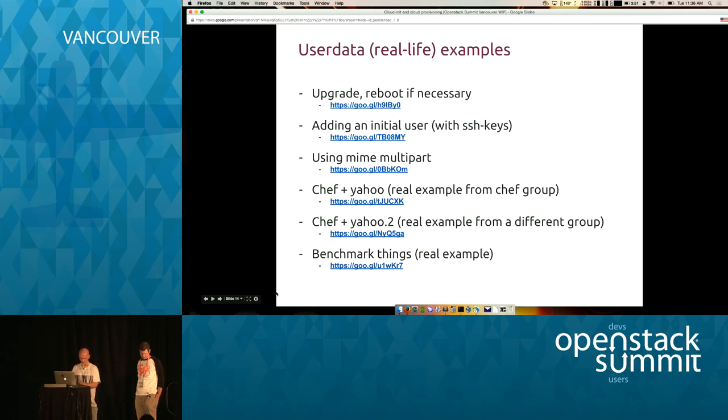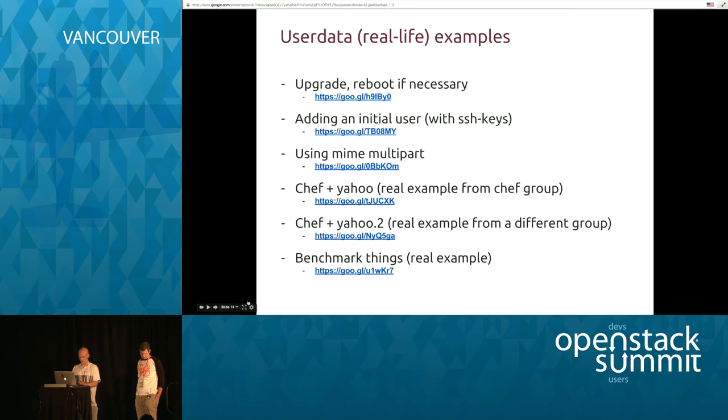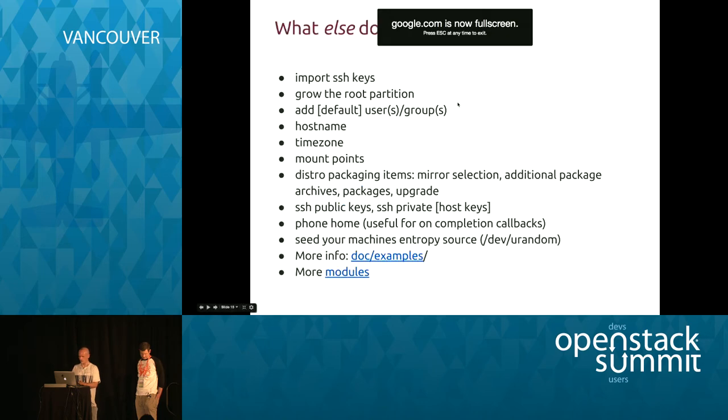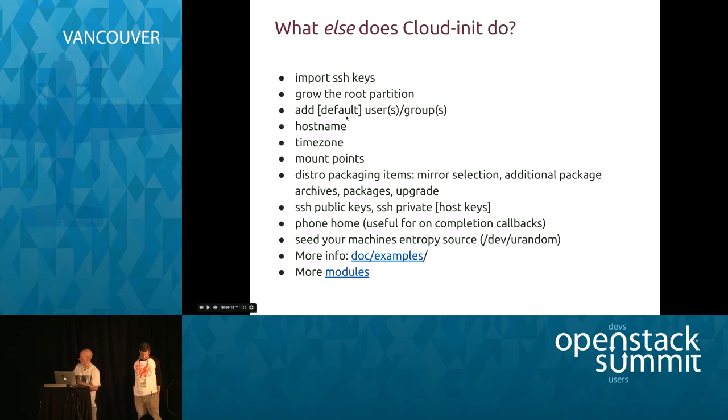Yeah, the rest of them are pretty basic. So what else does it do? These are some more things that people can do with it. Remember, these are also distro agnostic. It's trying to provide an abstraction layer so you don't have to care if you're running on Ubuntu or Red Hat or CoreOS or whatever, and FreeBSD too now. So you can set the host name, it will set your mount points, it will do some distro package installations for you.